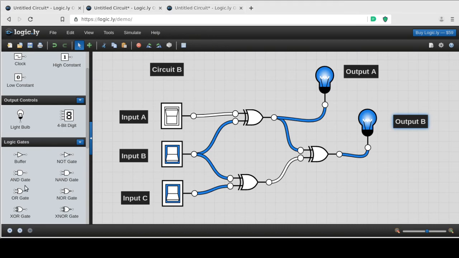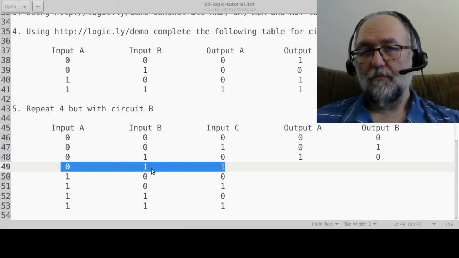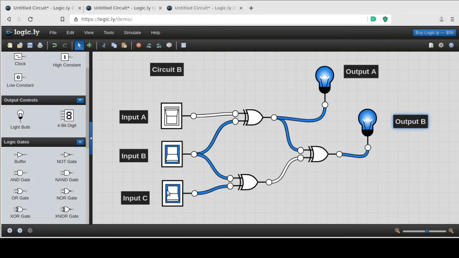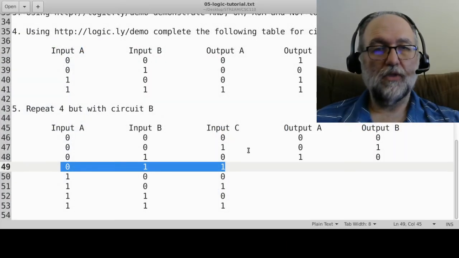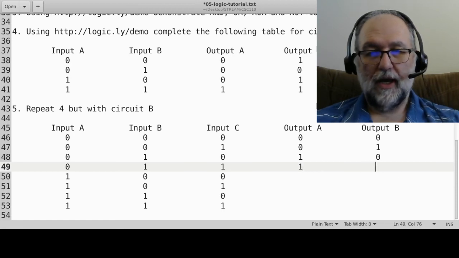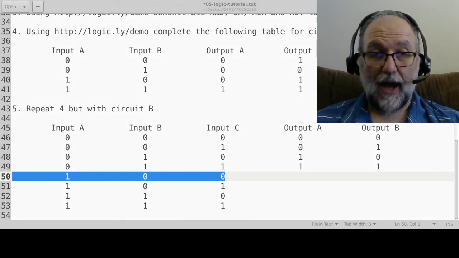Okay, so put that into the table here. So A was off, B was on, C was on. Let's just check again. A was off, B was on, C was on. Okay, and what we get are that both light bulbs are on. And so in our table here, we will put output A is on and output B is on. Okay, do you see how this is working? All right.